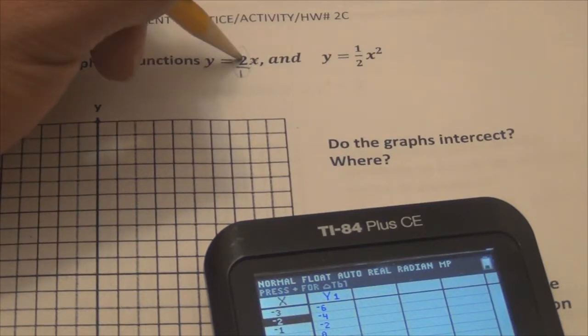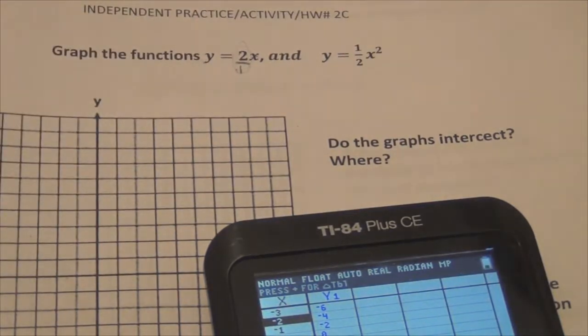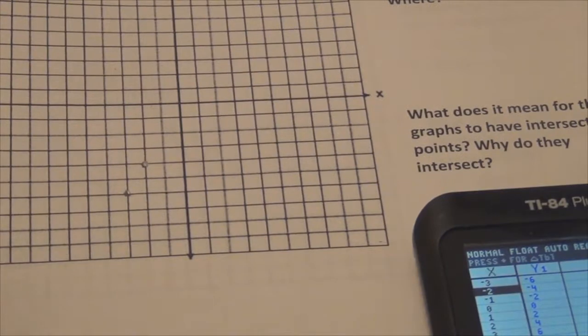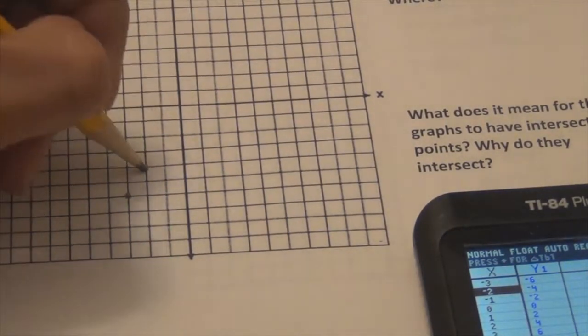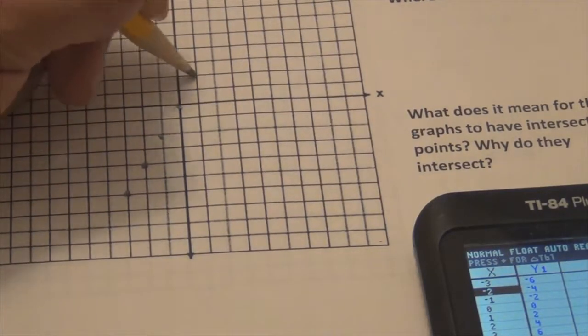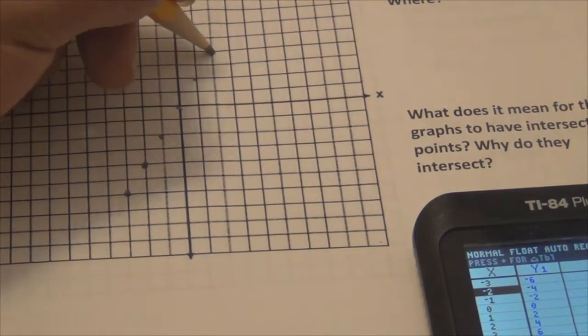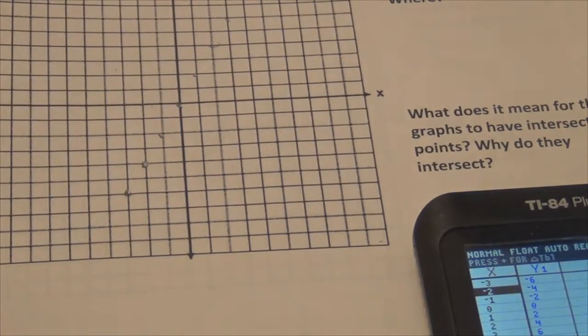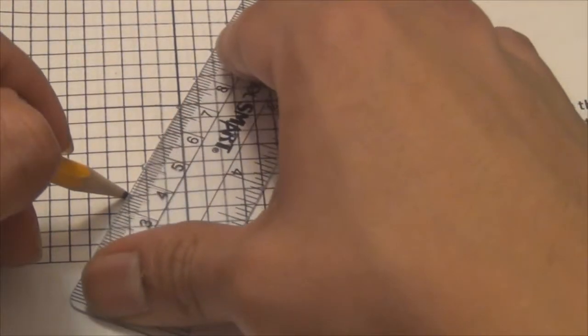So for every 2 that I go up, I'm going to go 1 to the right. And it only makes sense. Look, 2 up, 1 to the right. The next one is going to be 2 up, 1 to the right, 2 up, 1 to the right, 2 up, 1 to the right. And I get my straight line. And now all I have to do is trace it.